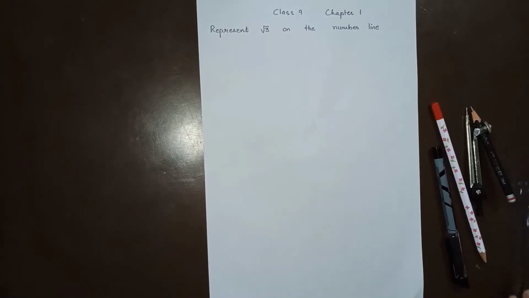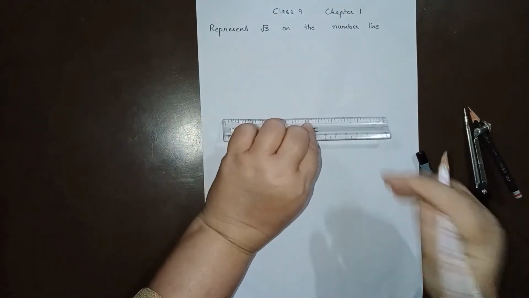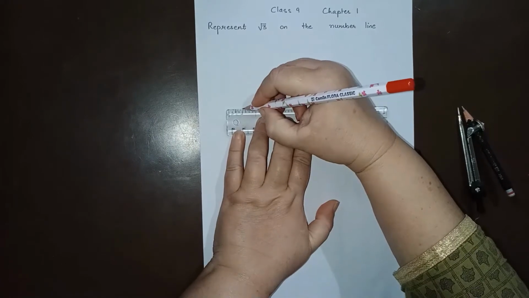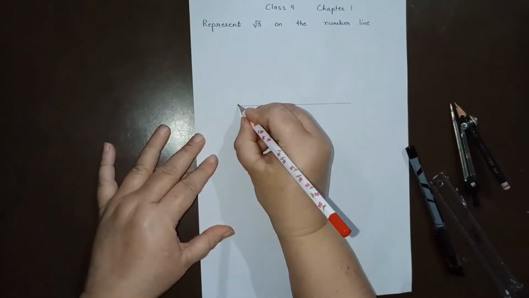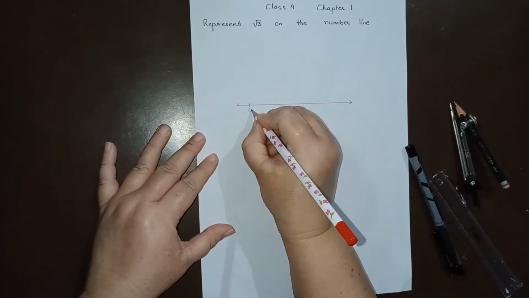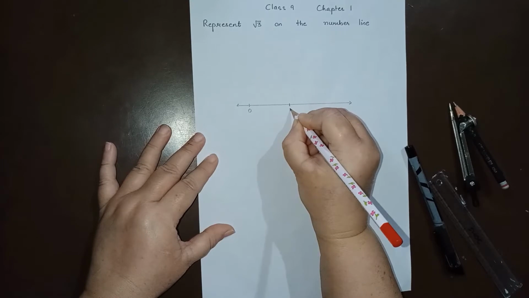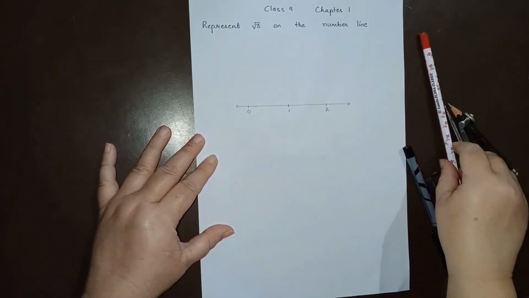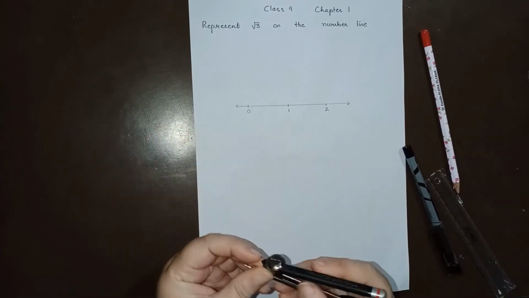Hello everyone, today we will see how to represent root 3 on a number line. For that you have to first draw a number line. So this is a number line. On this number line, take points 0, 1, 2 at equal distance, and at 1 draw an angle of 90 degrees.